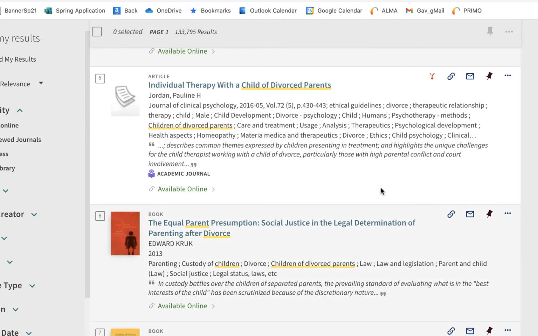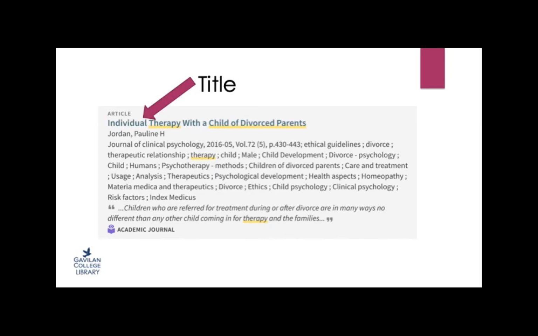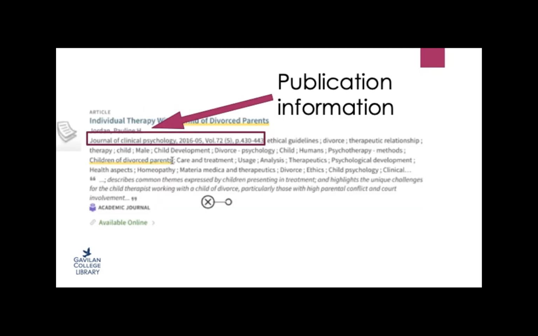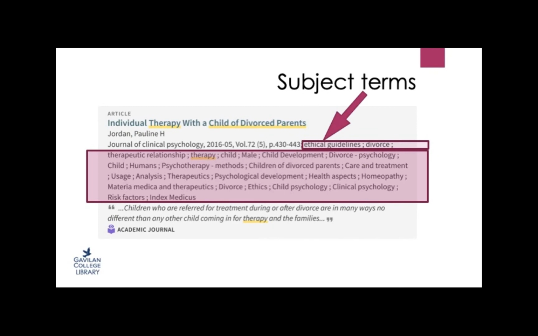Next, I start looking at the results. The results include standard information like title, author, or authors, the name of the publication, the date, the volume, the pages, and something you may or may not have noticed before, a list of subject terms that are connected to your topic. What you want to do is look through that list of subject terms and see how your original search matches up against the terms that you're seeing.